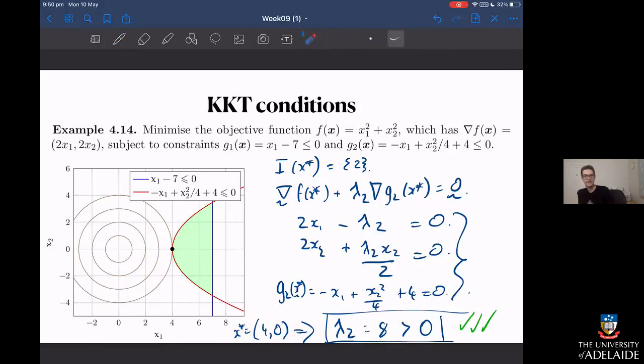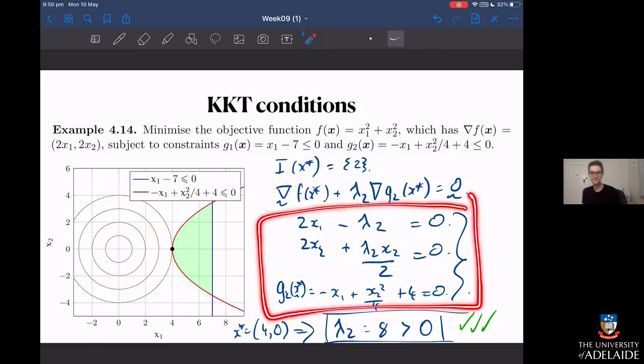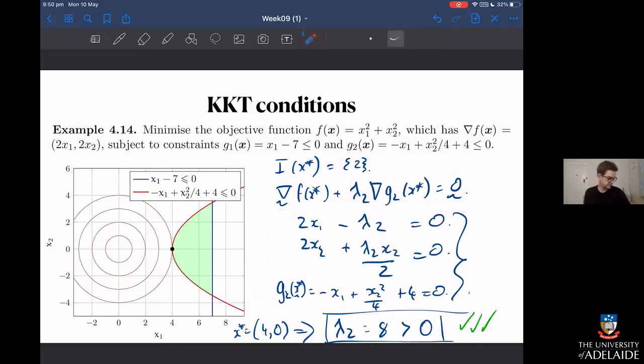I've assumed I know what the solution is here, and then I've just plugged it in to make sure that everything checked out. If you wanted to solve this not knowing what the solution is, then you would need to solve these 3 equations here simultaneously. And you can see that that's messy because they're nonlinear equations, but it would be possible to do, and we have a framework for doing that here.